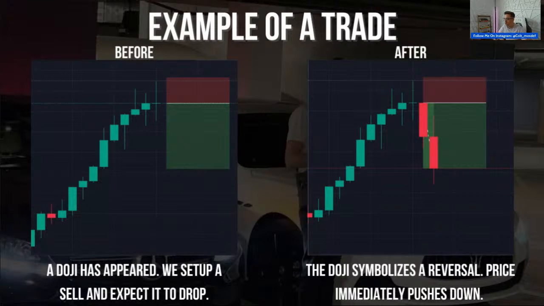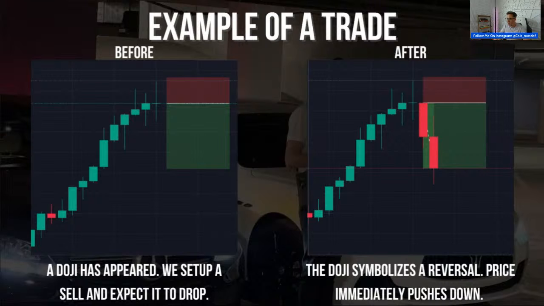So here's an example of a trade. There's the before and there's the after. On the left side, we can see a doji has appeared. We would set up a sell and expect it to drop. So when you see a doji, like I said, look at how the market was pushing up very heavily. What happens? We see a doji close. And then if we see the after, what happens? The market starts to drop. So the doji symbolizes a reversal. Price immediately pushes down after that doji appears.